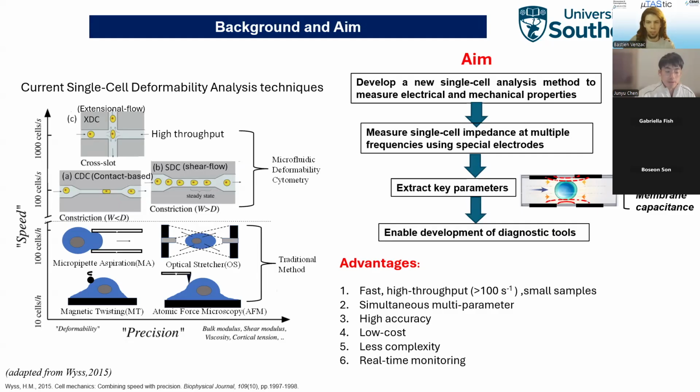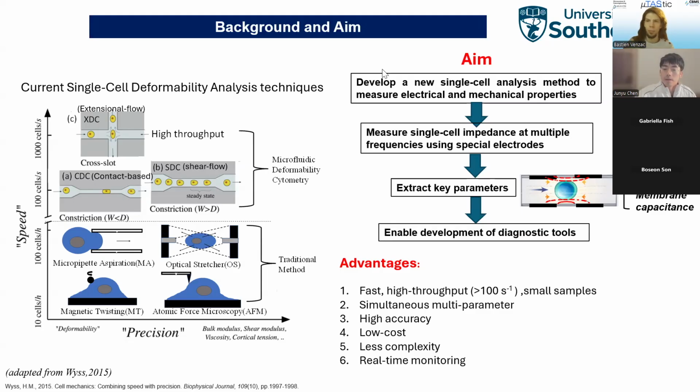So we decided to strike a balance between the two methods and develop a shear flow-based method, a new single cell analysis method to measure the electrical and the mechanical properties simultaneously. It simply measures the impedance of the cells at multiple frequencies using specific electrode arrays, and then extracts the key parameters of single cells like cell size, stiffness, and membrane capacitance.